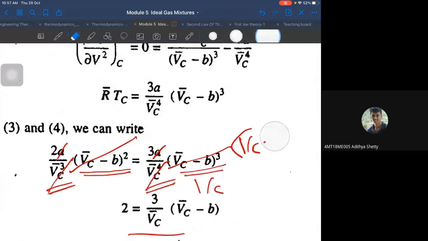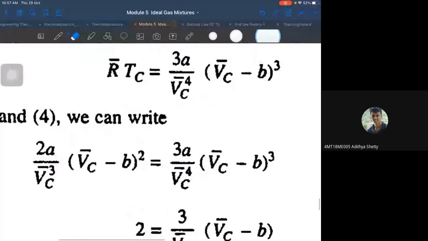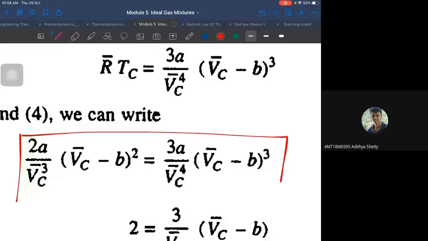In these expressions, which are the terms I can cancel? In this equation, a. I can cancel a first. a I have cancelled. Next, what can I cancel? (Vc minus b) whole square. I can cancel it, so that your 3 goes away, only Vc minus b remains. Next, what else can I cancel? Apart from a.